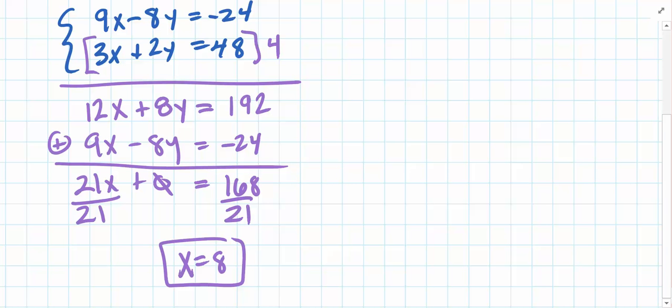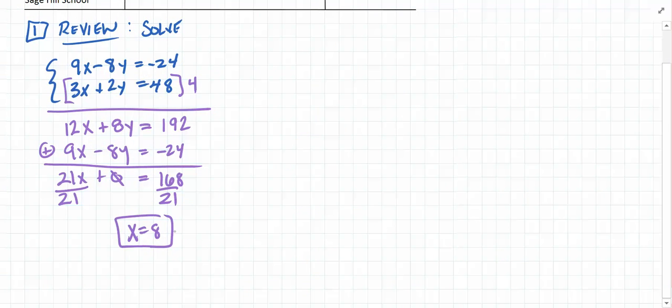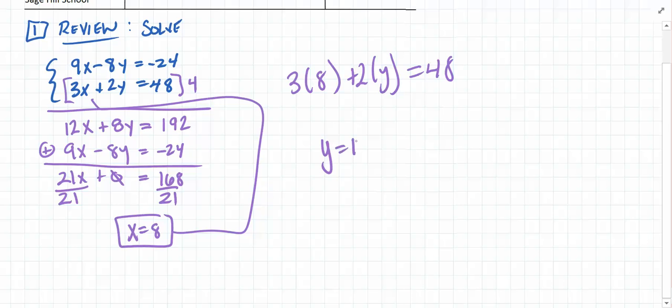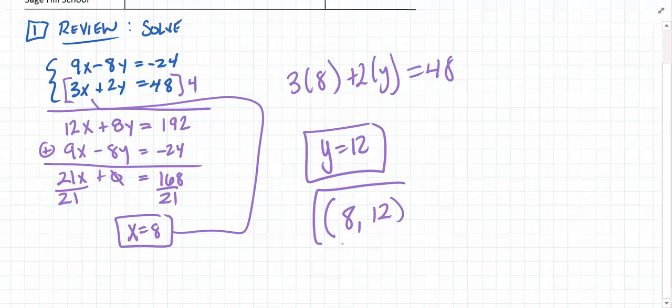Yeah, exactly. So you can pick any one that you want. Which one did you pick? The bottom one. So you went right here. So you did 3 times 8 plus 2y is then equal to 48. So go ahead. When you finish this off, what'd you get? Y equals 12. Okay, can we agree that our solution is the point (8, 12)? Everybody agrees with that.